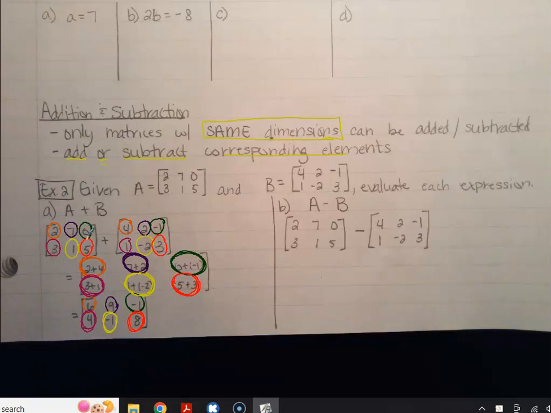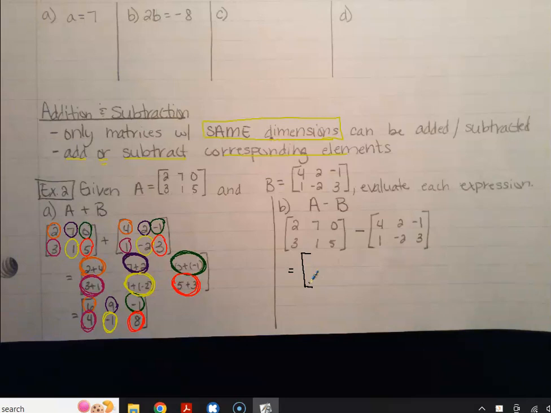Only this time we're going to take A minus B. So I've copied A down, 2, 7, 0, 3, 1, 5 minus 4, 2, -1, 1, -2, 3, because we're going to do subtraction. All right, so this is going to equal. And you don't have to show this step necessarily in your homework. It might be helpful for a while, but I'm going to show it so you can follow what we're doing.